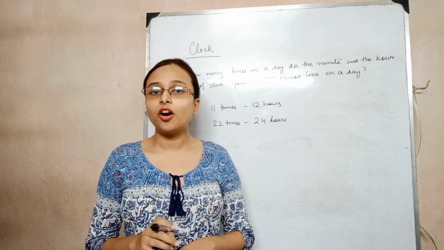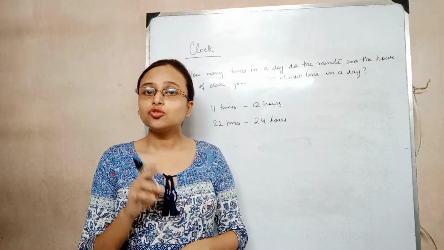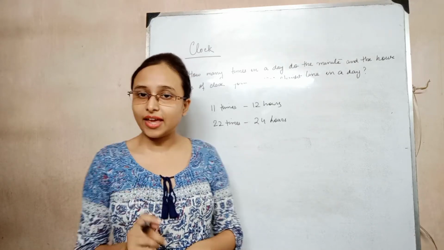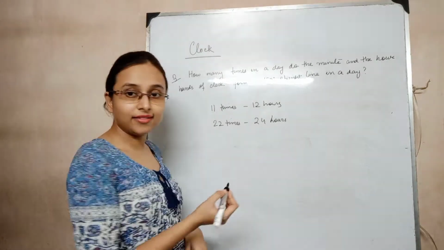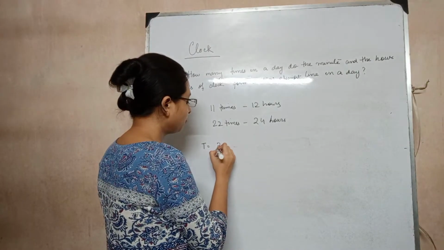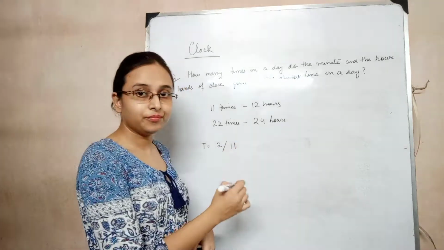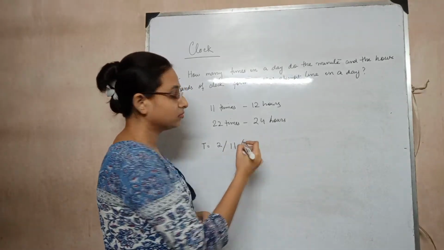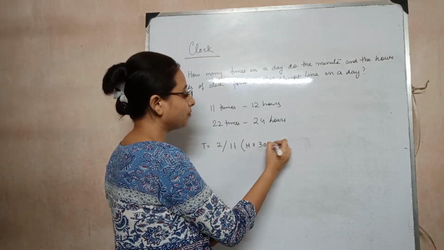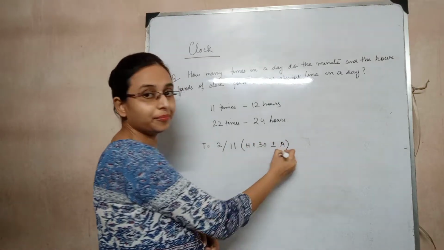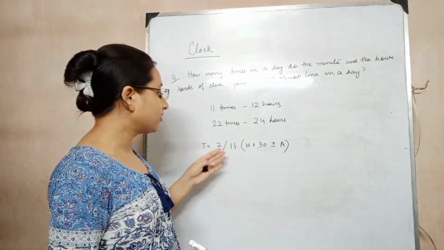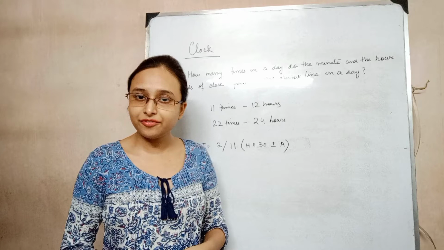Okay. Now the formula is T equals 2 by 11 into H into 30 plus minus A. I will write this down for you. T equals 2 by 11 into H into 30 plus minus A. Okay. This is the formula. Now you will ask me what is this H and A standing for.